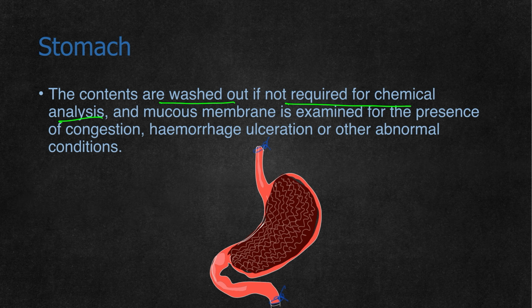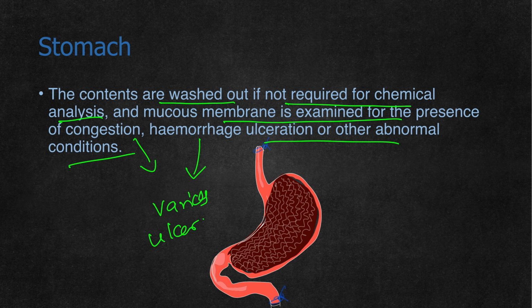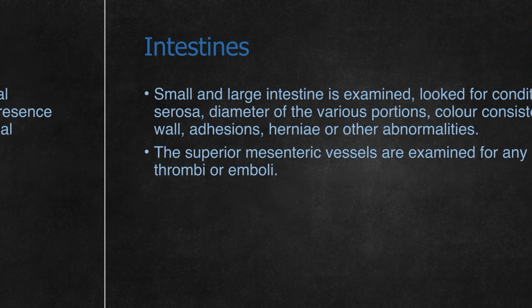The mucous membrane is examined for the presence of congestion, hemorrhage, ulceration, and other abnormal conditions. Congestion may be present, hemorrhages may be present, as in varices, or sometimes ulceration. If there is hemorrhage, it may be partially digested. If it is postmortem, the blood may not be clotted, but if it is antemortem, it will be clotted. So the condition of the clot is also very important.